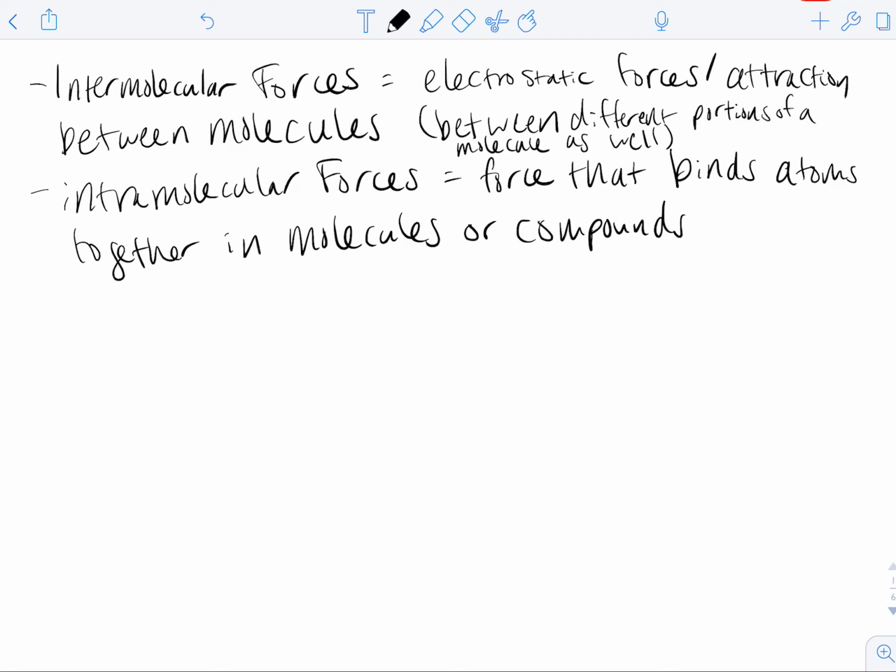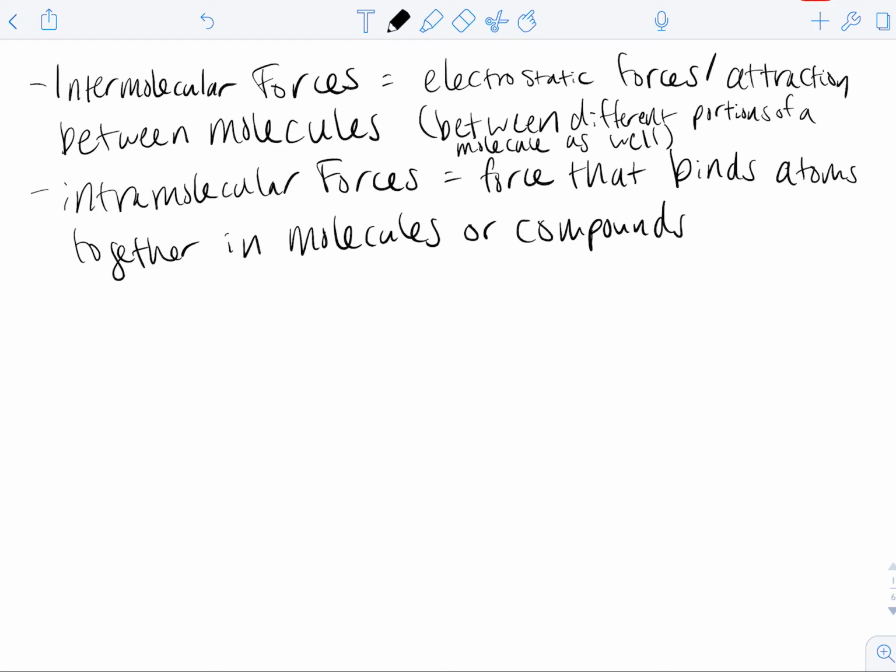We can kind of think about it as the glue that holds molecules together, where the glue between gas molecules is very weak, the glue that holds liquid molecules is a little bit stronger, glue that holds solid molecules or particles together is much stronger. So the stronger the glue, the more tightly things are held together. So the stronger the intermolecular force, the stronger things are held together.